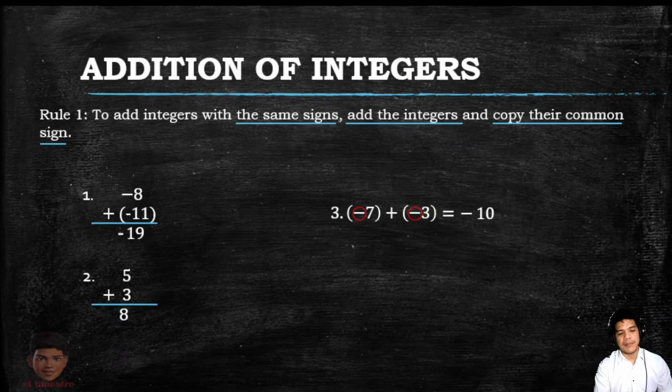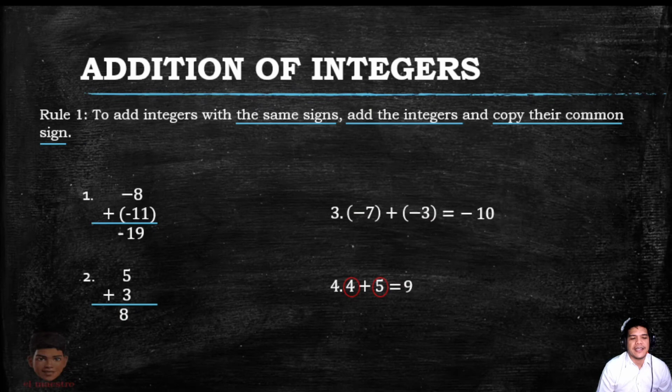Okay? Next. 4 plus 5. Check. That is addition. Okay? Then, check if they have the same sign. Yes, they have the same sign. They are the same positive. So, you add the integers. That is 9. Copy their common sign, positive. So, kahit wag na nating lagyan, automatic that is positive. Okay? First rule pa lang yan. Adding integers with same sign.